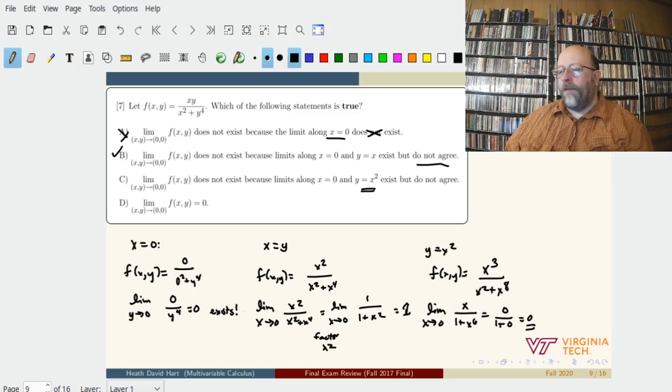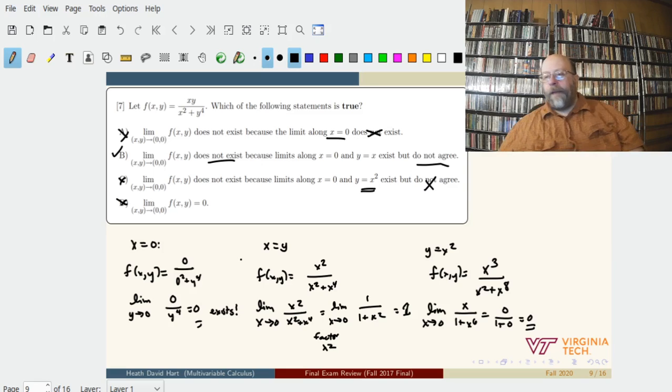And as x goes to 0, that's 0 over 1 plus 0, which is 0. And so this answer and this answer are the same. And so it's not true that they don't agree. They, in fact, do agree. And so that doesn't work. And since we've already established the limit doesn't exist, it can't equal 0. Okay? All right. Number 8.